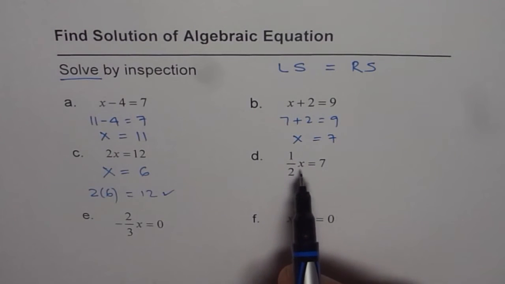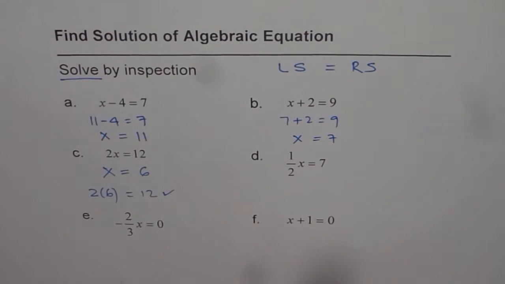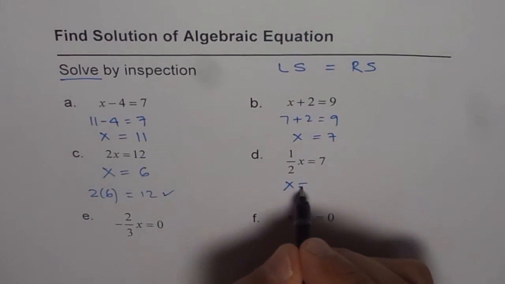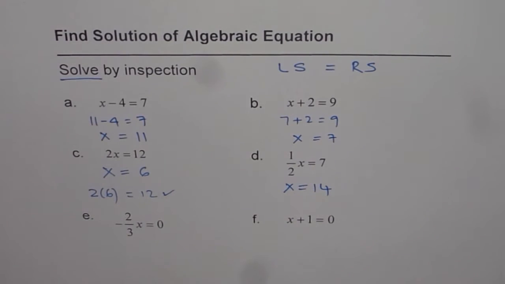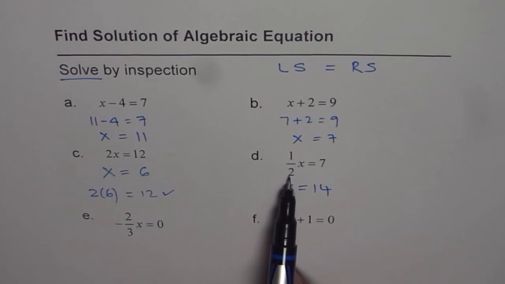D is half of x equals to 7. Half of what number is 7? So it is important to ask this question. Half of what number is 7? Half of 14, right? So that means x should be equal to 14. That becomes our solution. Well, you can always check it, right? Just as we did here. 14 divided by 2 is indeed 7, correct? So that is how we solve by inspection.